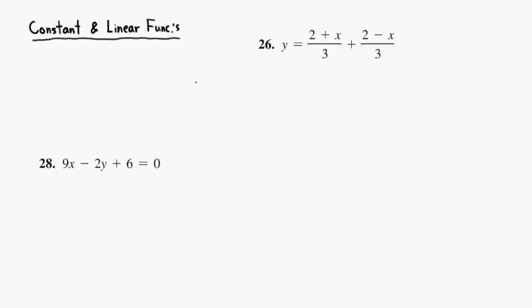All right, let's look at the constant and linear functions. A constant function is in the form of f of x is equal to just a constant c, where c is a constant.